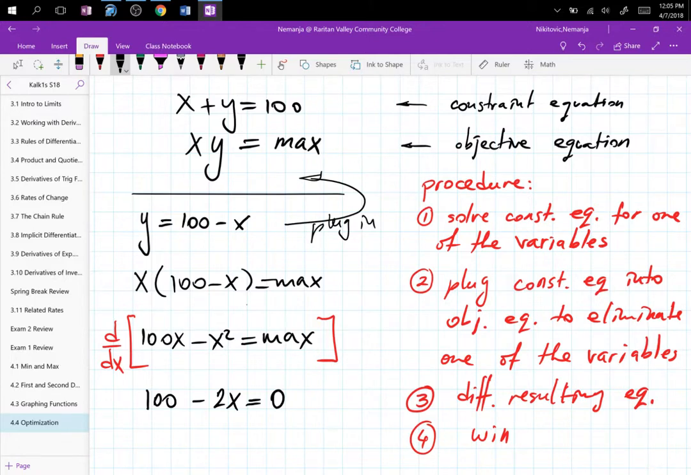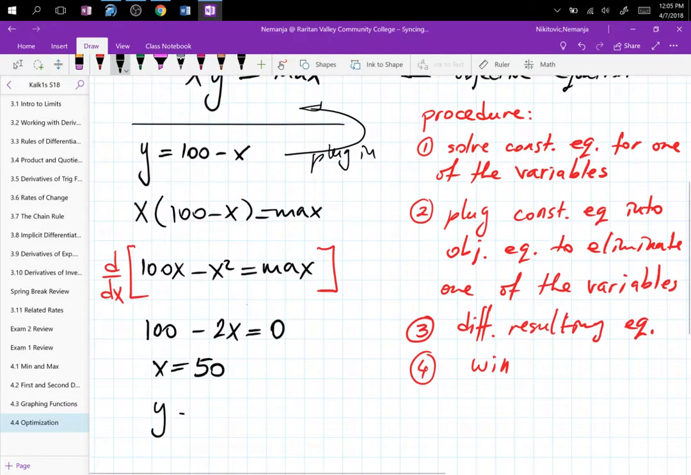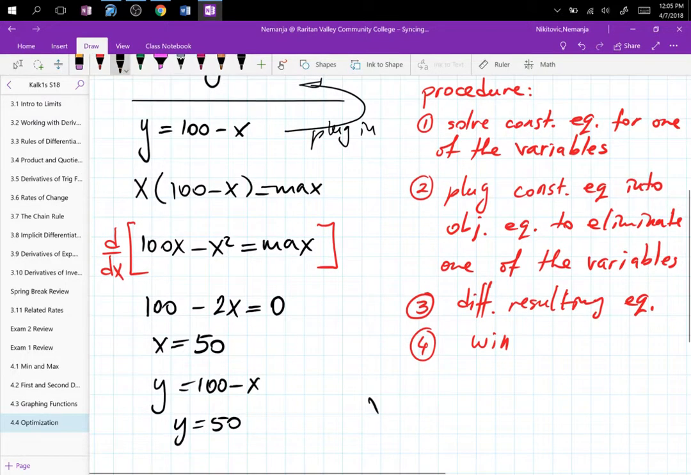So what's x? Very good. x is 50. Now what's y? Well, you have an equation for y. y is 100 minus x. So y is also 50. And it turns out that x equals y equals 50.